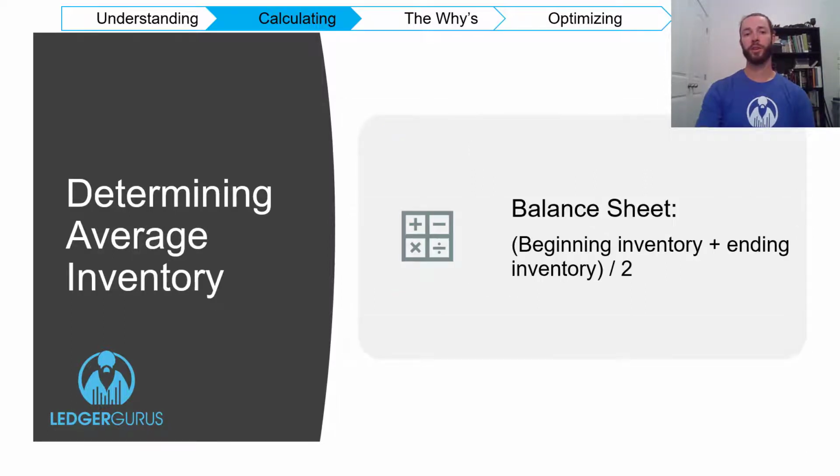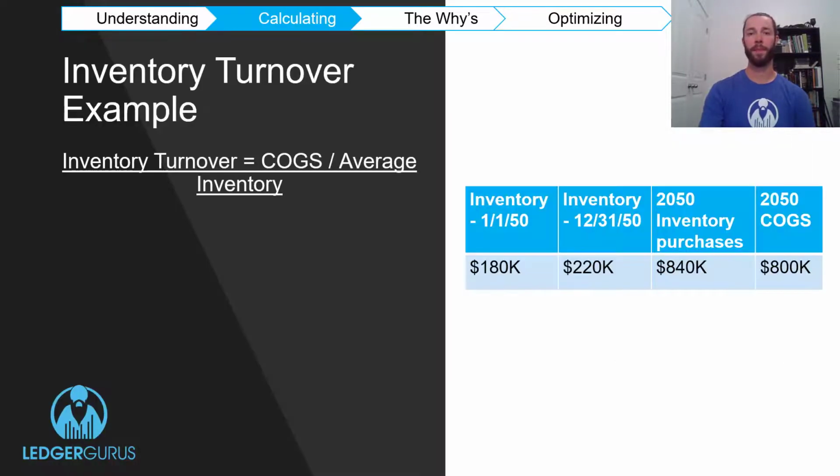So after you determine your COGS, you're going to want to determine your average inventory. And the way to find this is obviously on your balance sheet. You're going to look at your beginning inventory plus your ending inventory for this time period, divide that by 2, and you'll have your average inventory. So let's just look at an example.